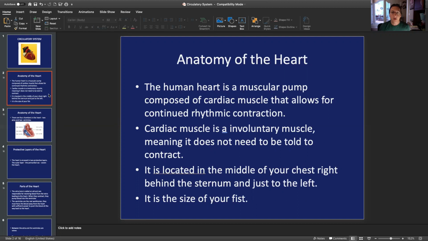But the human heart obviously is a muscular pump composed of cardiac muscle that allows for a continued, rhythmic contraction. It's an involuntary muscle, obviously, meaning you don't control that. It doesn't need to be told to contract, so to speak. It's located in the middle of your chest, right behind your sternum, and just to the left there, and about the size of your fist.